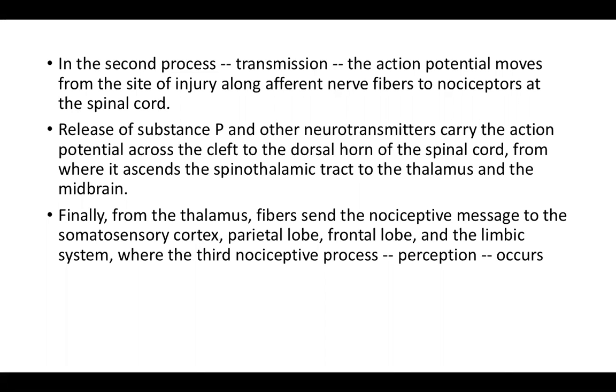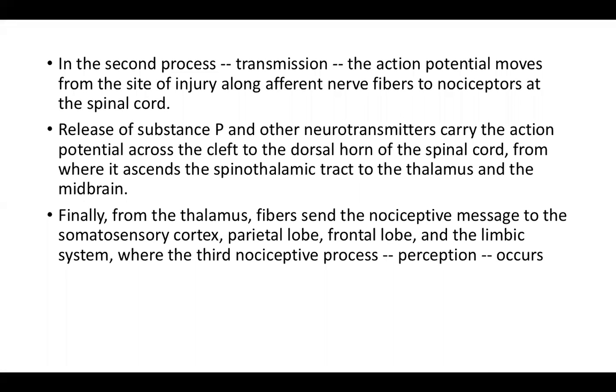Okay, so these are the ones which take the nerve impulses, and then substance P and other neurotransmitters carry the action potential across the cleft to the dorsal horn of the spinal cord, from where it ascends the spinothalamic tract to the thalamus and to the midbrain. I'm talking about the way all this transmission happens, which all happens in a fraction of a second.